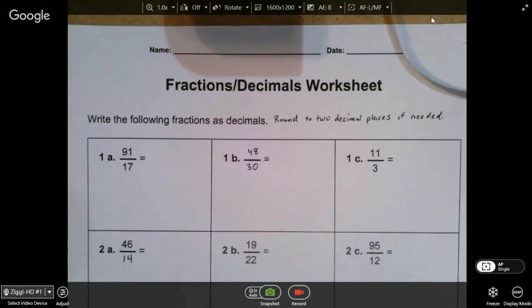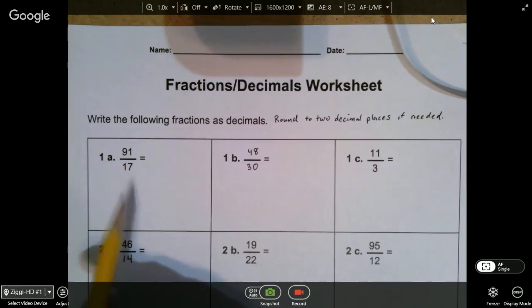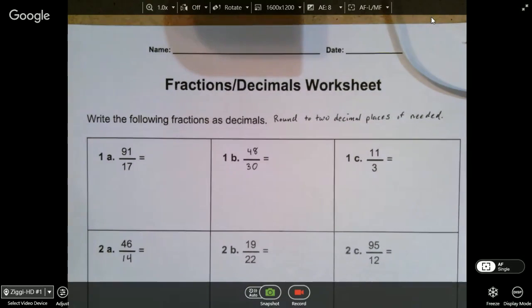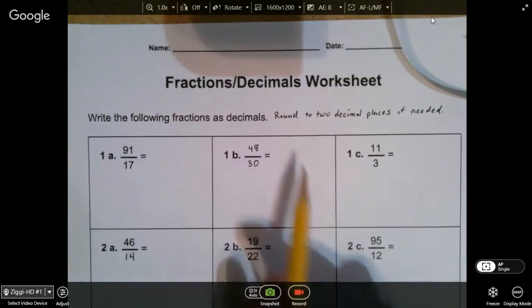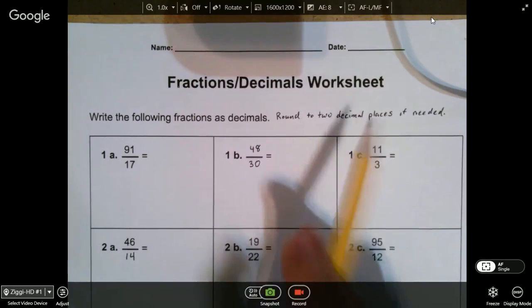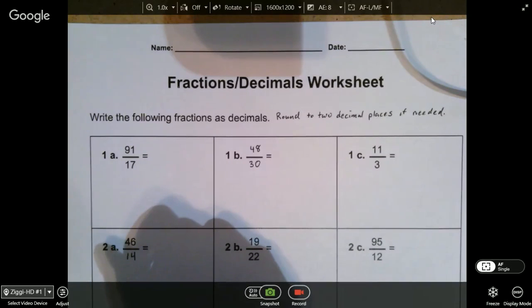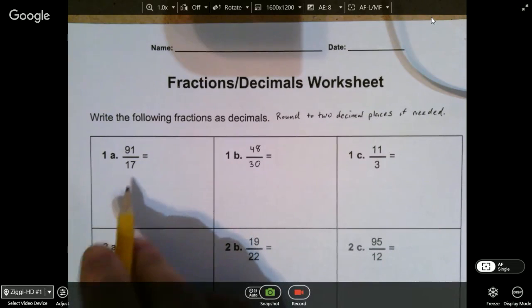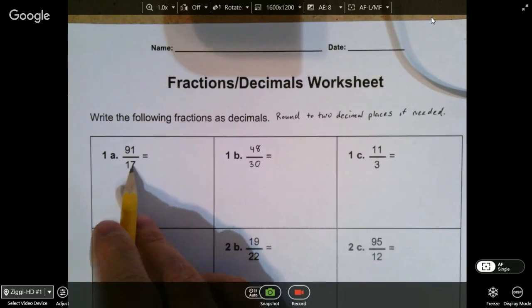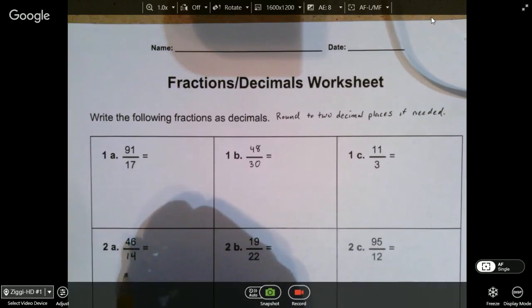For converting fractions to decimals, first thing is you want to see if you can simplify the fraction. Smaller numbers are always better, especially with these kind of ugly fractions, right? The directions here say round to 2 decimal places. If I look at 91 over 17, there is no greatest common factor. Okay, so you can't simplify this one. This one you just have to divide out.